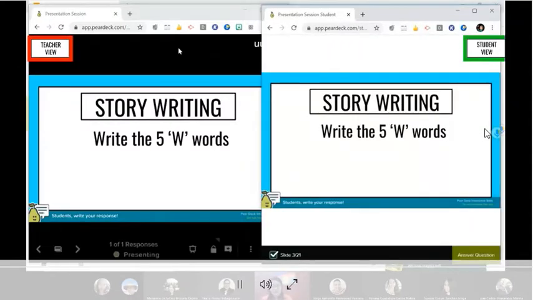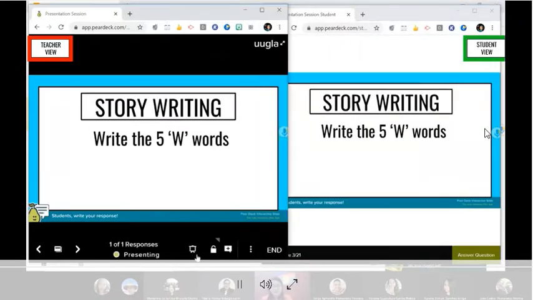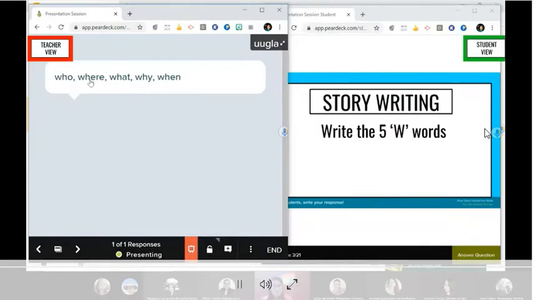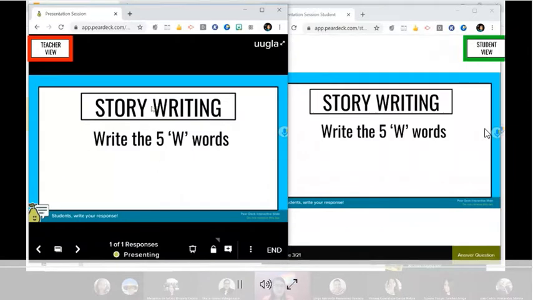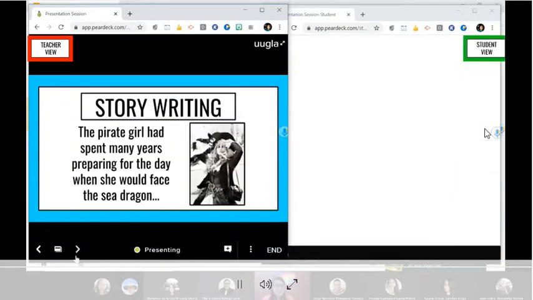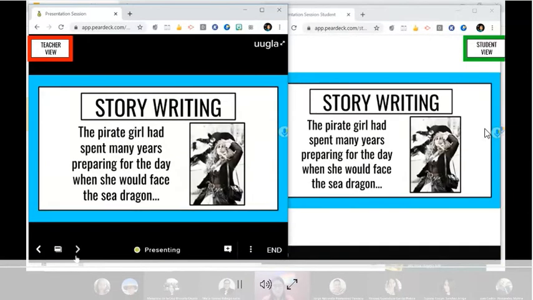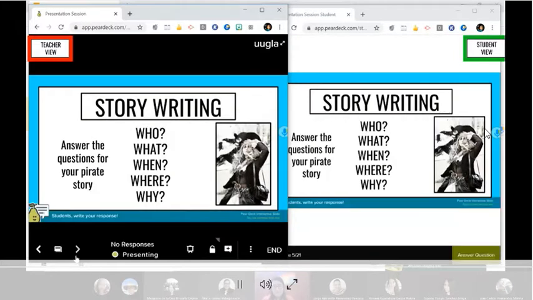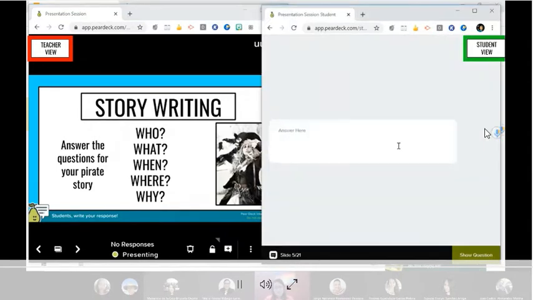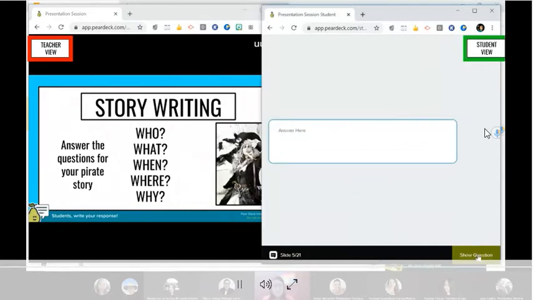Okay, so now let's go back. So now your teacher is going to be able to see your responses. And they're going to be able to see the responses of everyone else in the class. Okay, so they're going to keep going through the presentation. And they're going to be teaching as you go. So every time down here it says answer question, you can click on it. And then you can answer the question that's been asked.